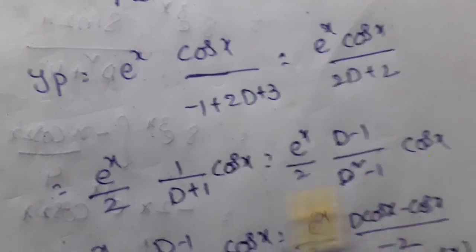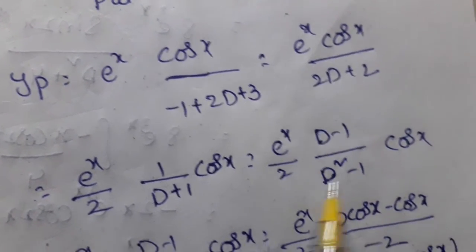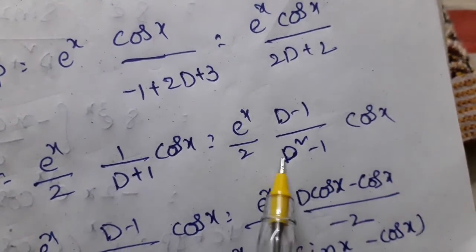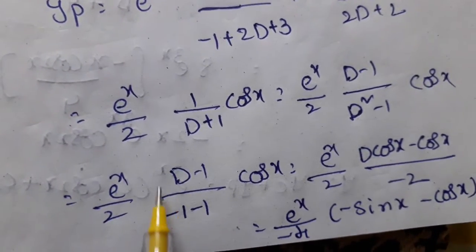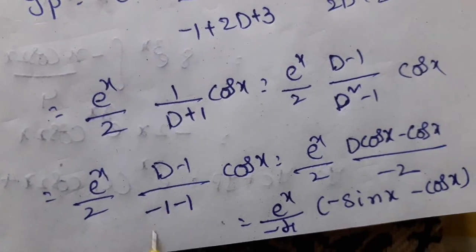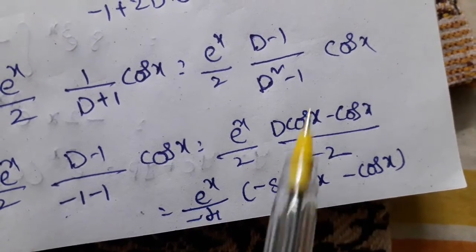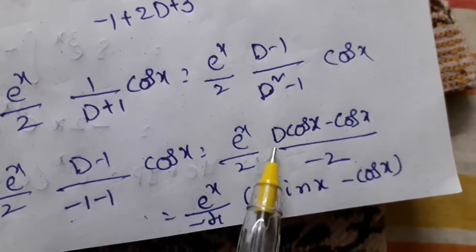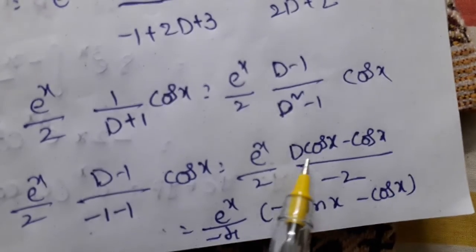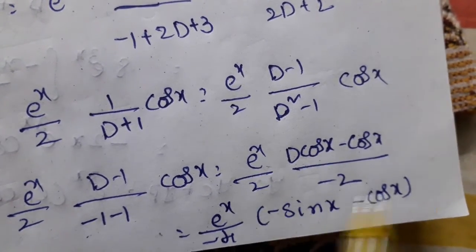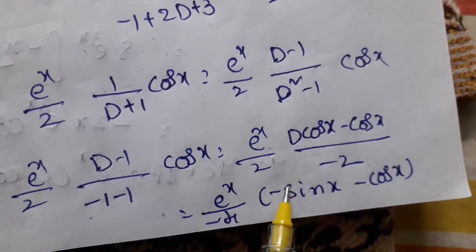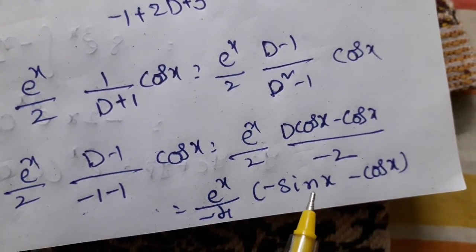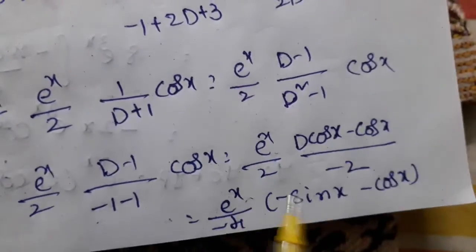So rationalize with D minus 1. So D minus 1 by D square minus 1. So again replace D square with minus 1. So e power x by 2 into (D minus 1) by minus 1, that is minus 2. So minus 2 into minus 2, minus 4. So multiply cos x inside: D into cos x minus cos x. D means derivative, 1 by D means integration. Derivative of cos x is minus sin x, minus cos x. So here minus into minus is plus. So e power x into (sin x plus cos x) by 4. So this is the y p.